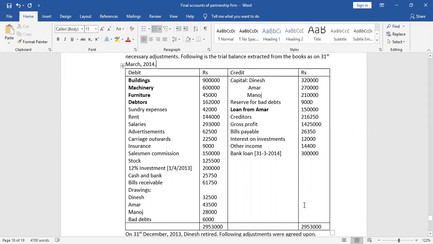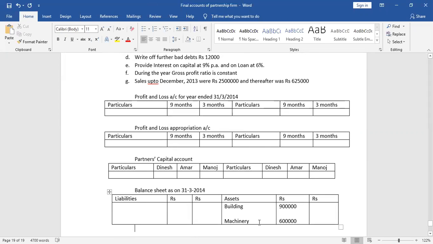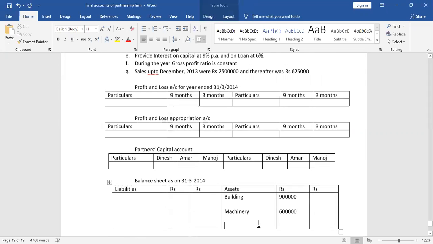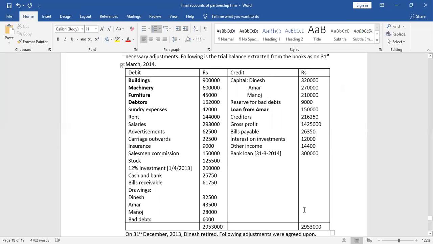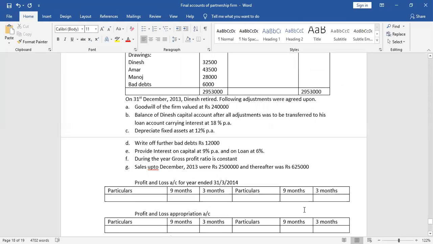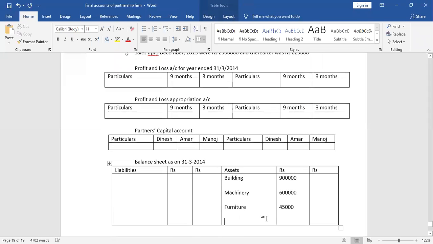Then we have furniture 45,000. Furniture 45,000. Then we have data 1,62,000. Data 1,62,000.